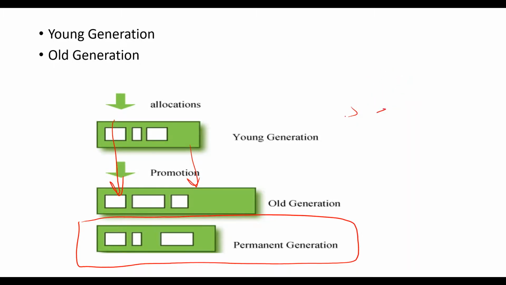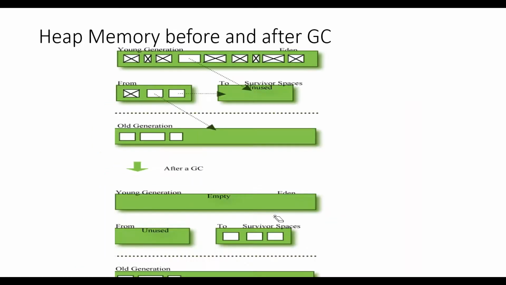Okay, thank you, Chandra. I will assume that it is now clear, and we'll move to the next slide. Heap memory before and after GC. Now let's see how the heap memory is structured when a GC occurs, and after the GC cycle is completed, how the heap memory is getting structured.